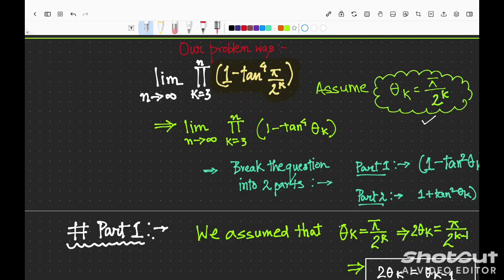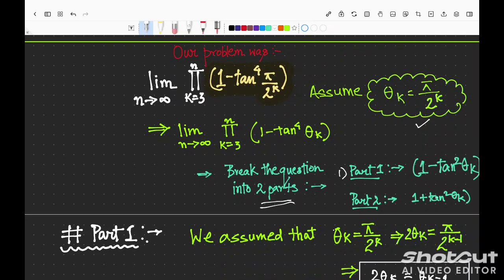What I have done after that is that I have broken the problem into two parts, right? The first part of the problem is about simplifying 1 minus tan squared theta k. And the second part of the problem is about simplifying 1 plus tan squared theta k, right? So moving on to the first part of the problem.